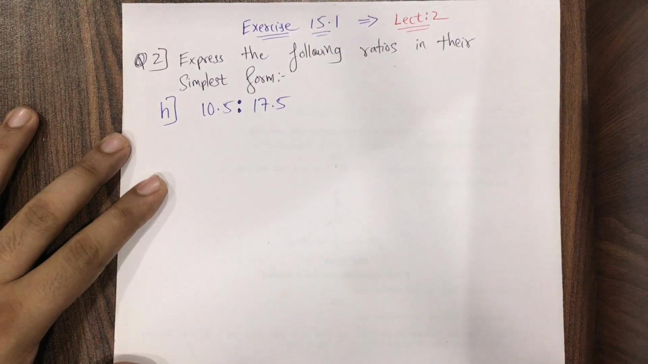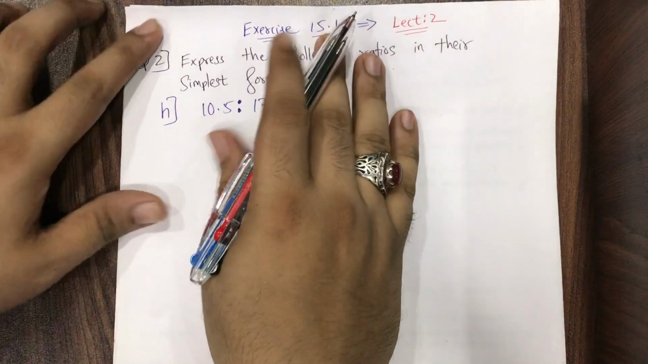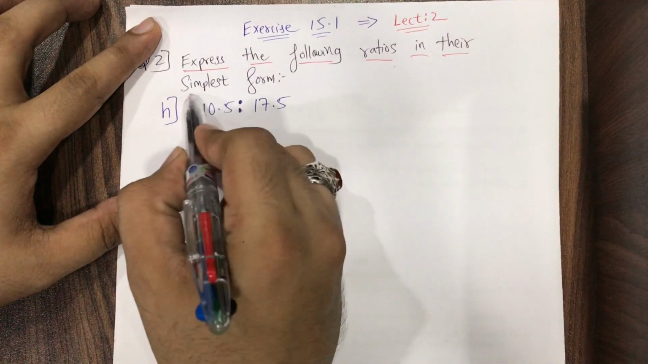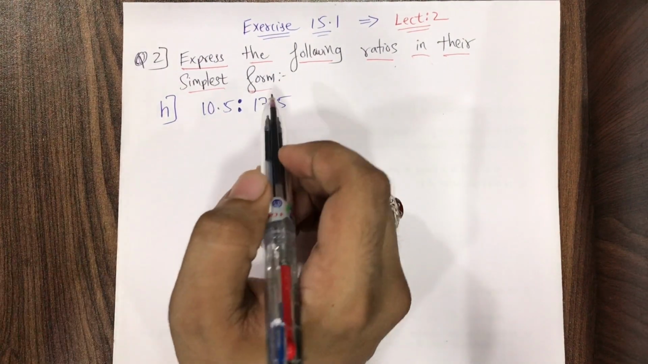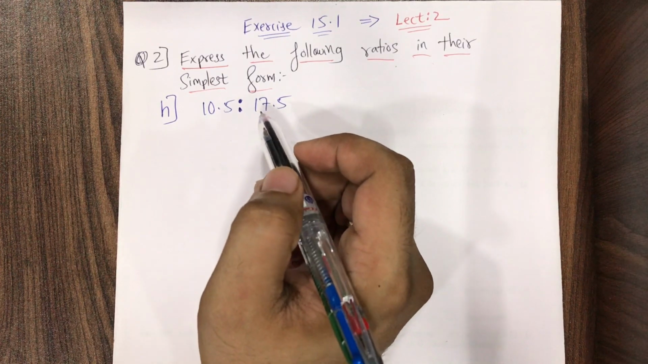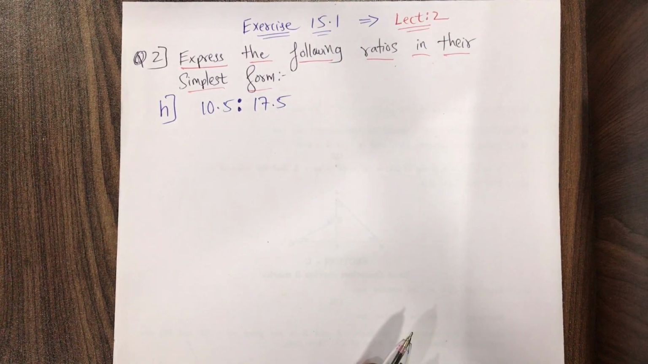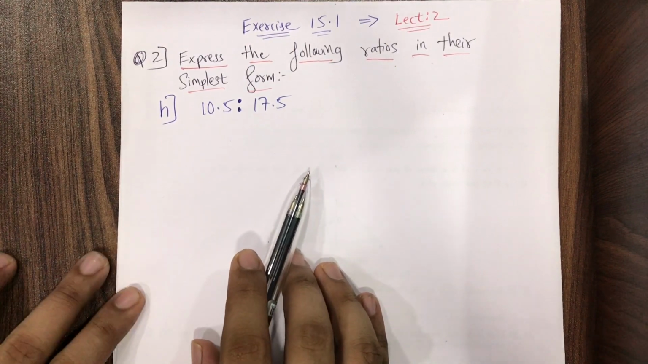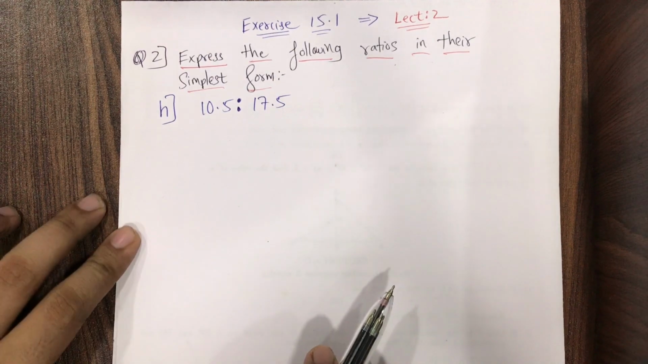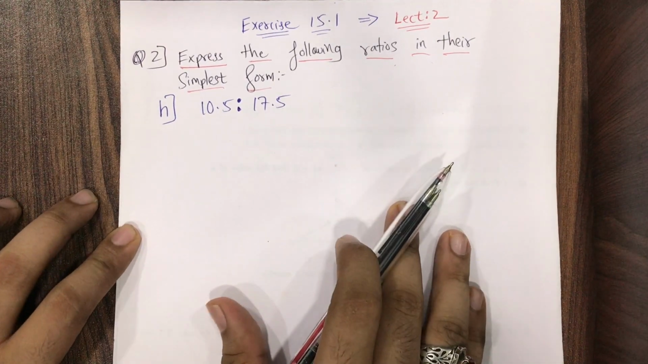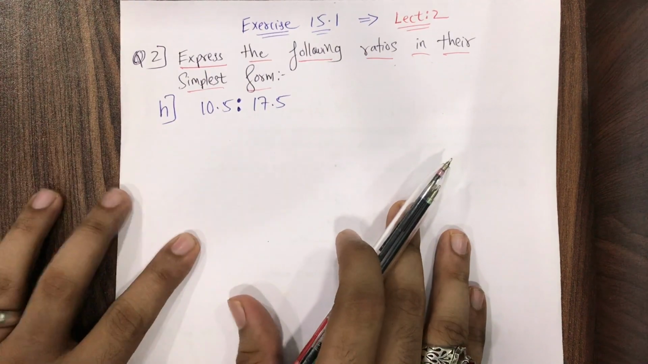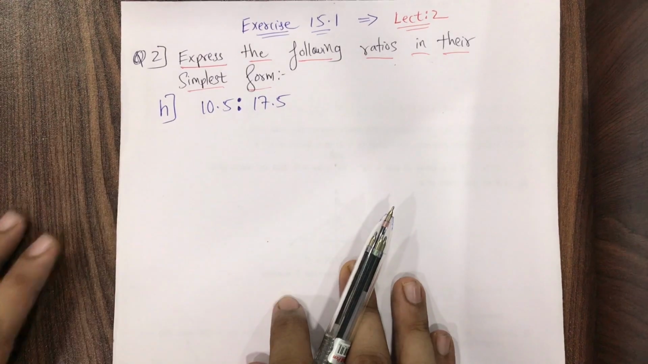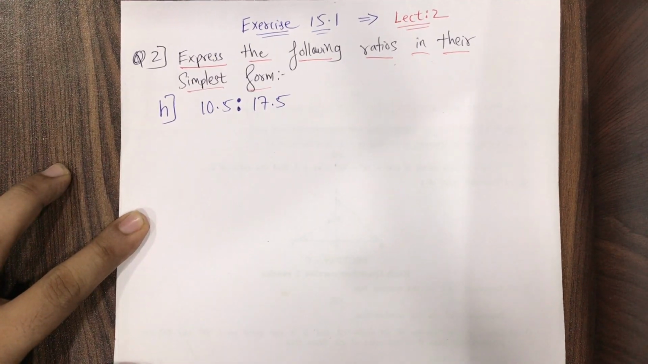Question number 2, it's very simple. The question says, express the following ratios in their simplest form. Yes, we need to express the ratios in their simplest form. And the first question, students, is on the screen. The question says 10.5 ratio to 17.5. Okay, before understanding this lecture, it's compulsory that you must have watched my lecture 1 on exercise 15.1. If you have not watched that, you will not understand anything today. Okay, let's start, students. Starting with the solution.